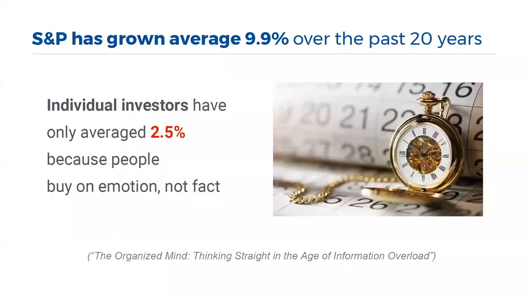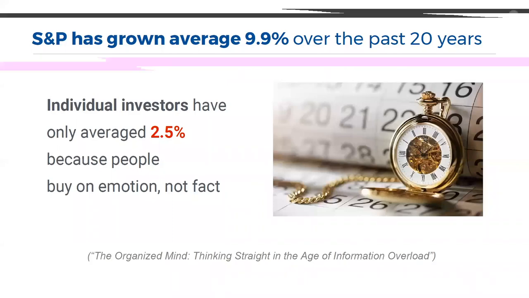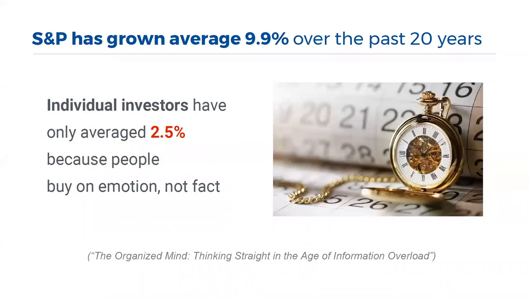Okay, the problem. Let's start with what is the problem facing most traders and investors today. Well, the S&P has grown an average of almost 10% over the last 20 years, but individuals have only averaged 2.5%. So big difference. And the SPY is up 9% this year, so it is running right with the average. Well, people buy on emotion, not fact. That's the problem with us being humans. We're not computers, and we let our emotions get in the way. And sadly, that does detract from performance, as you can see by this statistic.